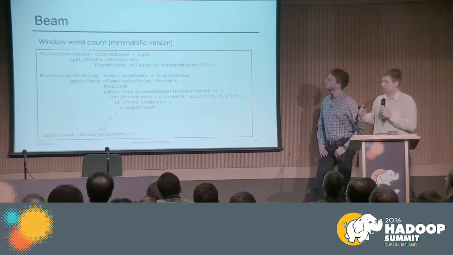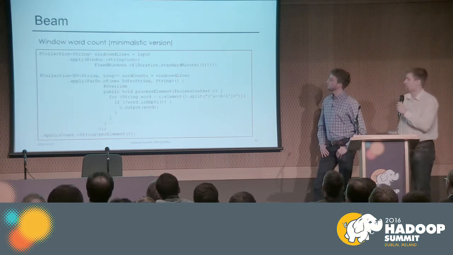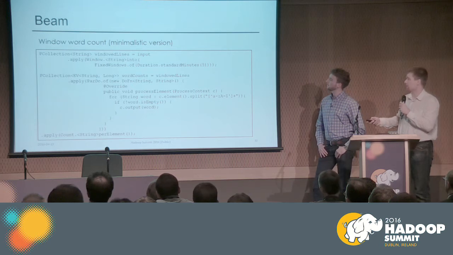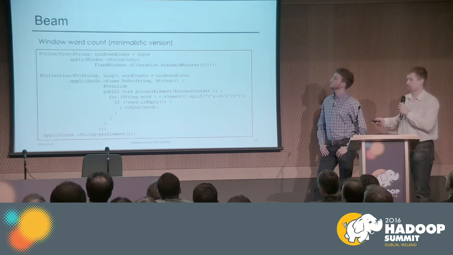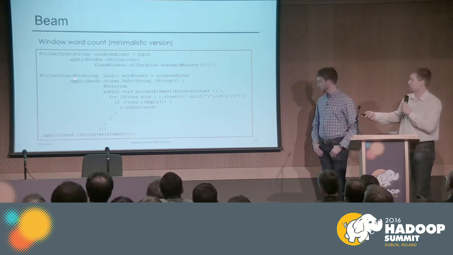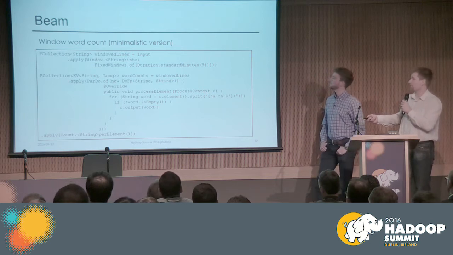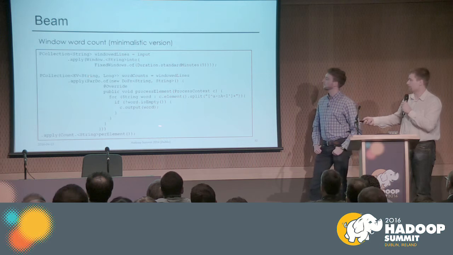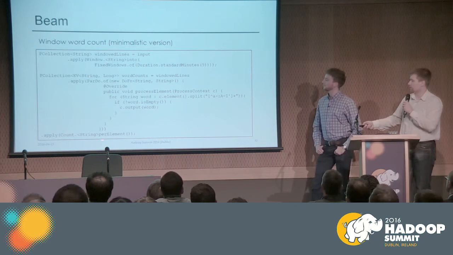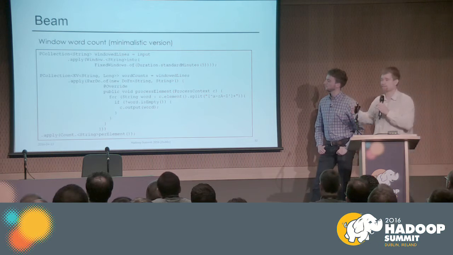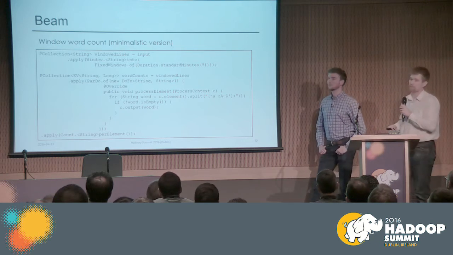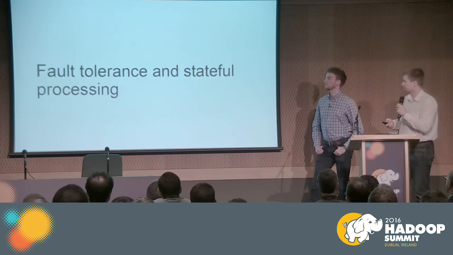And a minimalistic window word count in Apache Beam would look the following. It has a little more boilerplate, because the basis of adding operations is the so-called apply function. In an apply function, you could do something like a flat map, or you could also do something like a counting. On the declarative level, it has a little more boilerplate, but it's practically the same.